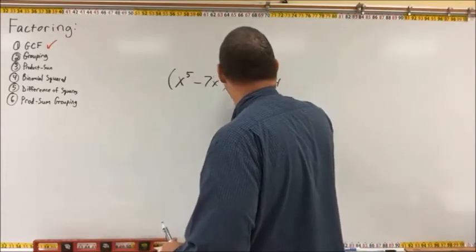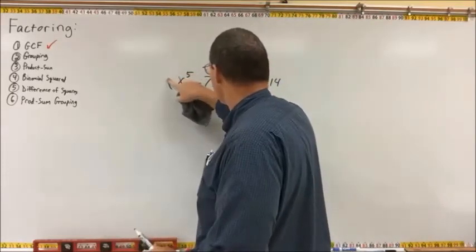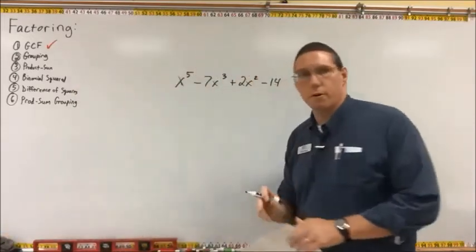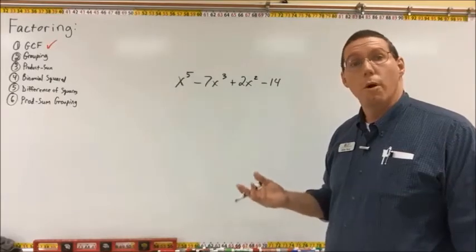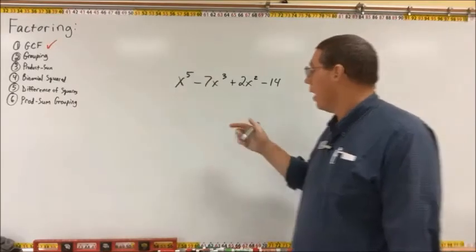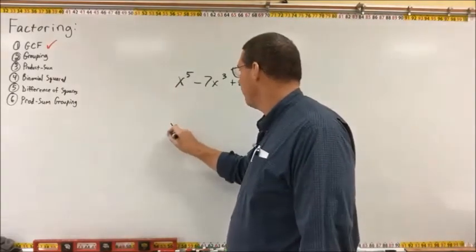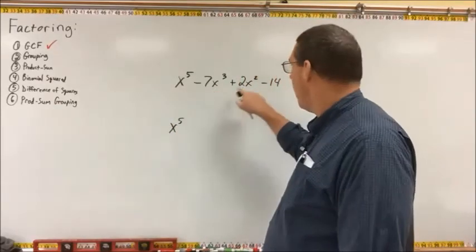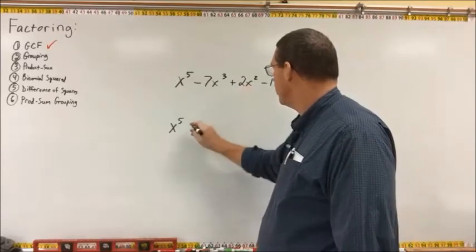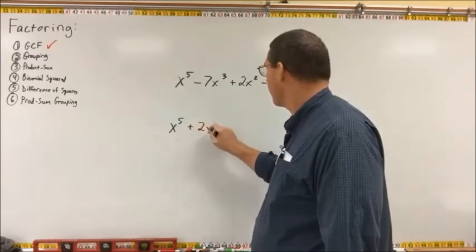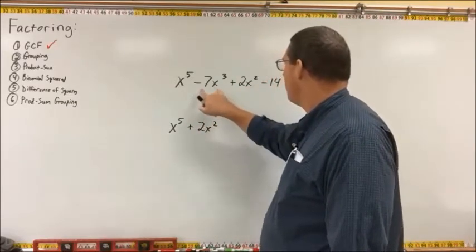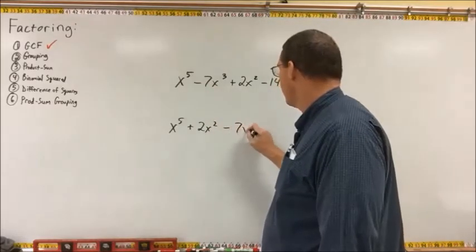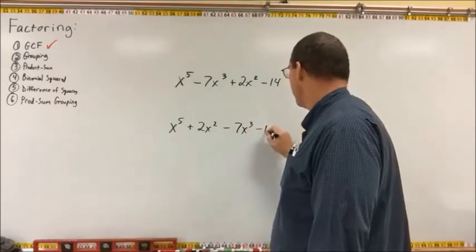And what you could do, watch this. There's a technique, if you're not sure, if it's not working out, if your factoring by grouping isn't working out, one of the things that you can do is, I'll put the largest one first, x to the 5th. Then I switch these two. I'll put the third largest, plus 2x squared, and then the second largest, minus 7x cubed, and then the last one, minus 14.